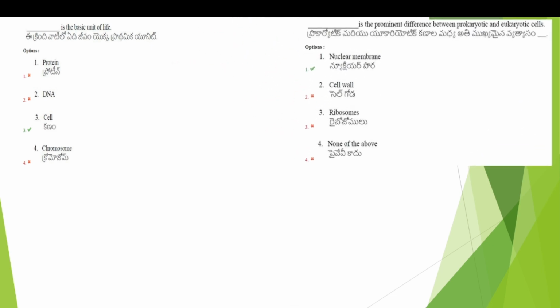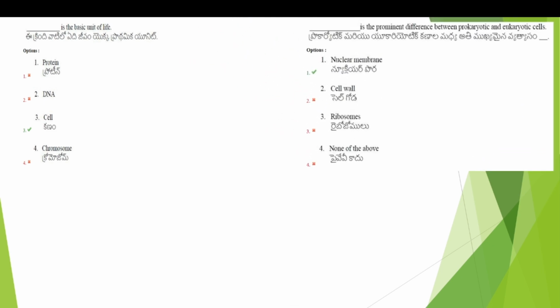The second one is, dash is the prominent difference between prokaryotes and eukaryotes.